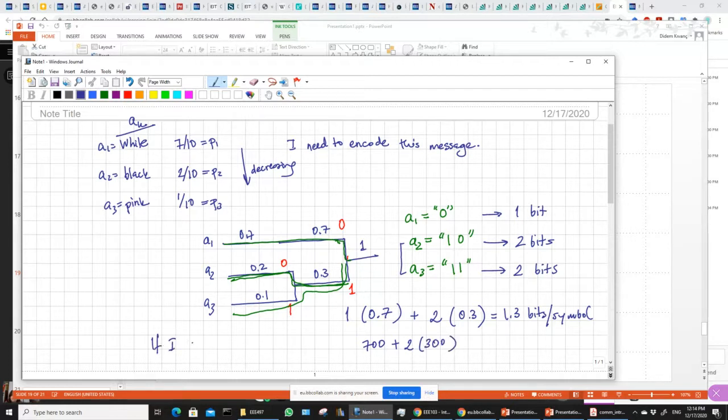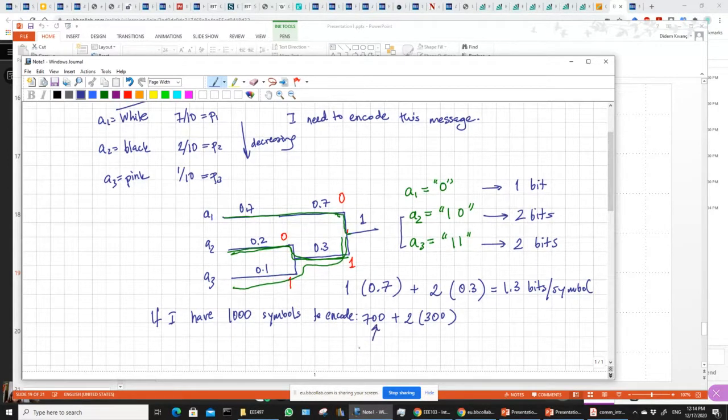Right, so if I have 1,000 symbols to encode, about 700 of them will be white, about 300 of them will be black or pink. They'll need 2 bits. I need to write down 1, 0 or 1, 1. And then for the white pixels, I need to just write down a 0. So I would have a total of 1,300 bits. I will use 1,300 bits to encode this image.